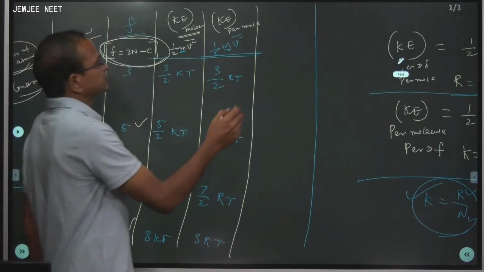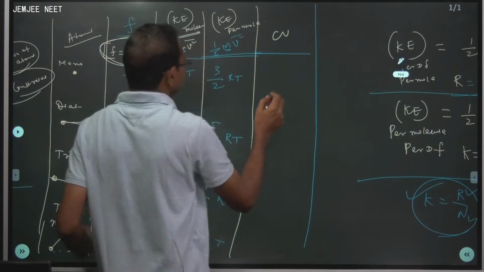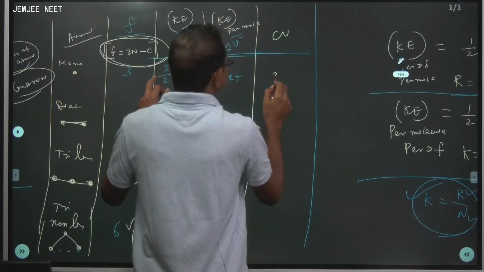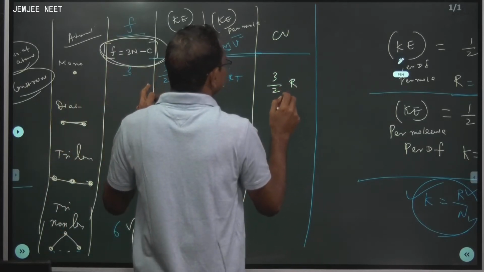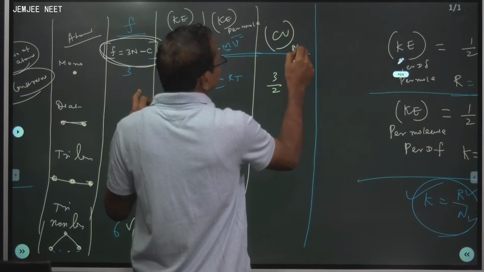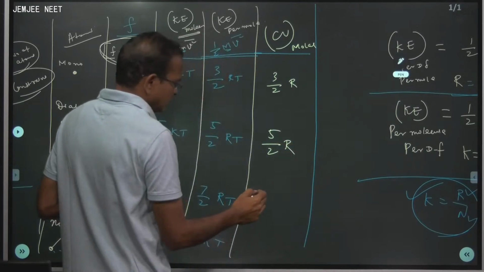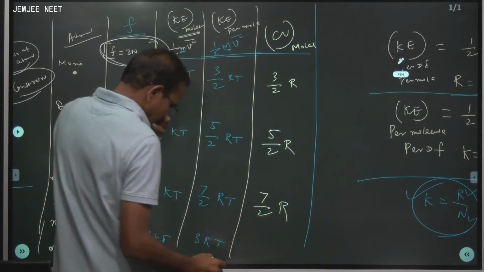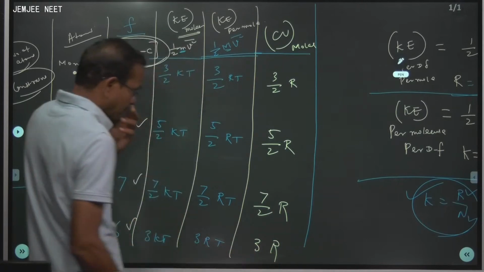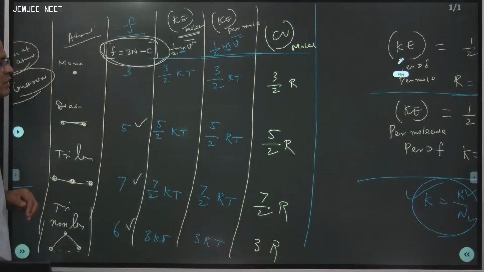Now tell me Cv. Monoatomic gas, 3 by 2 R. Yes, this is molar. This is 5 by 2 R. This is 7 by 2 R. This is simply 3 R.